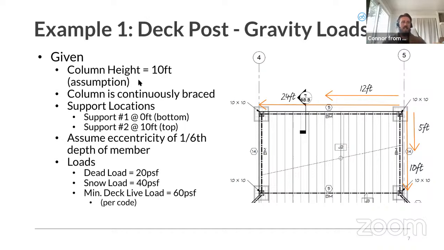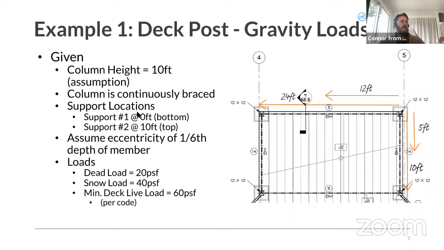Really, my only reason for adding that given is just to show how you can modify that in ClearCalcs. We're going to assume our support locations are just at the bottom and the top of our column. Again, pretty simple example for this first one. Fourth here, we're going to assume an axial eccentricity of our load of 1/6 the depth of the member. Again, my reason for putting that in is just to show you guys how you can modify that in ClearCalcs if you ever want to add an eccentricity. And then we'll take dead, snow, and live load for our deck at 20, 40, and 60 PSF respectively.